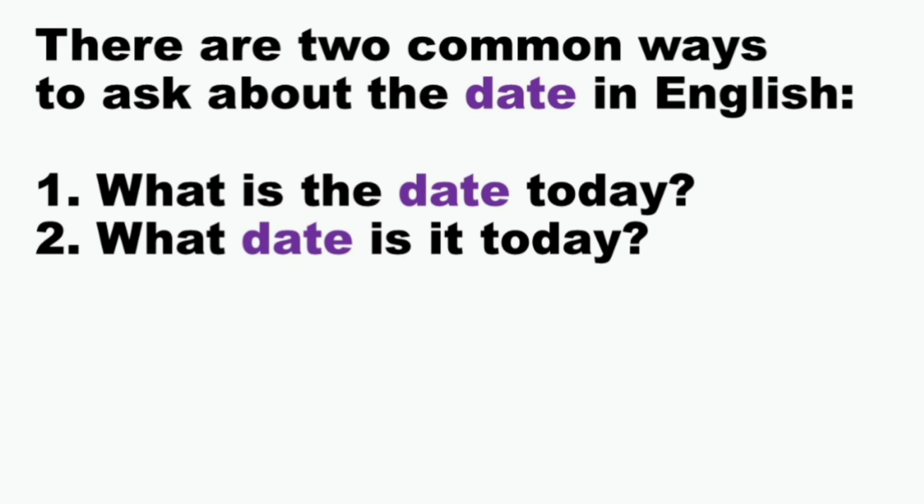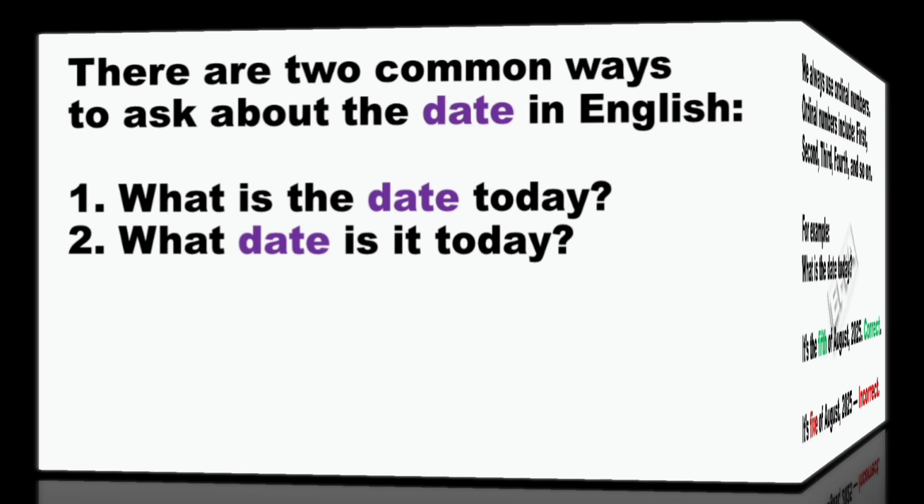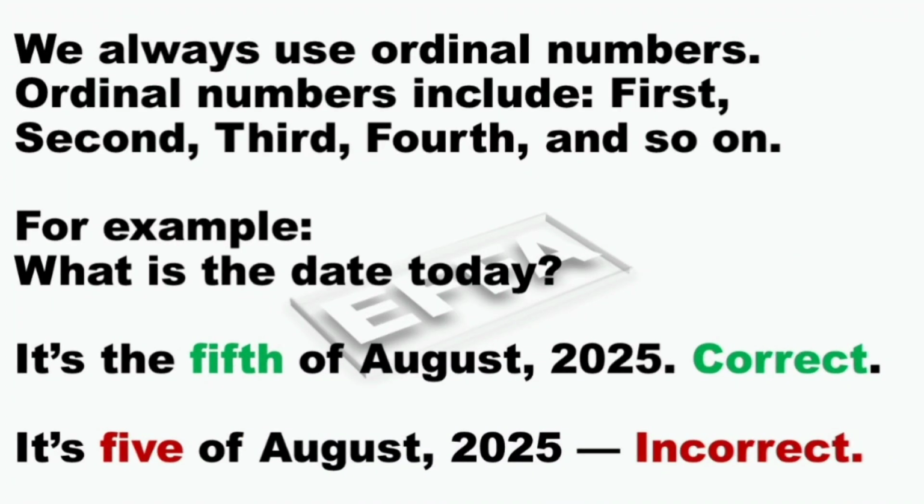Good, now that you have learned how to ask about the date, let's learn how to answer if someone asks us, what is the date today? Dear friends, when telling the date, we always use ordinal numbers. Ordinal numbers include first, second, third, fourth, and so on.